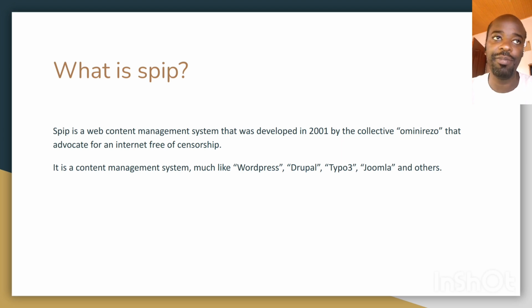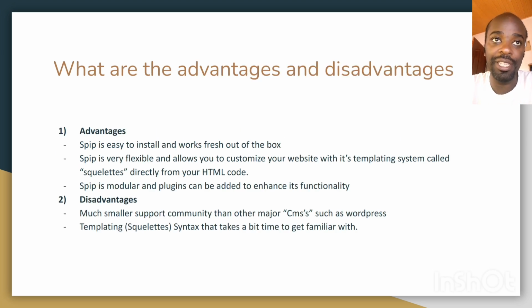It is a content management system, pretty much like WordPress, Drupal, Typo3, Joomla, and others. So there is a bunch of content management systems out there. This tutorial just happened to be about Spip. I'm not gonna get into the whole which one's better or not. It depends on the goal you are trying to achieve, right? So yeah, let's keep going.